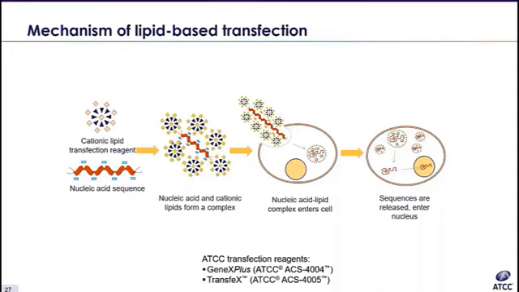ATCC supplies two lipid reagents for transfection, GeneXPlus and Transfex. Transfex is our all-purpose reagent, working well with continuous cell lines and primary cells. As suspension cells are a bit more challenging for transfection, we often find that GeneXPlus offers higher transfection efficiency for these suspension cells.